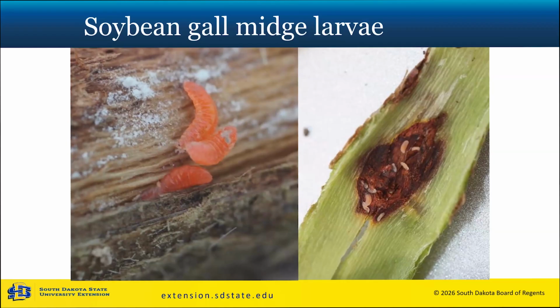The picture on the left is what you'll see most often. That's the third instar of the gall midge. They're that fire red orange. And then on the right, you can see an earlier instar of soybean gall midge, and this is a good picture of the damage, the discoloration that they cause to the epidermis of your soybean.